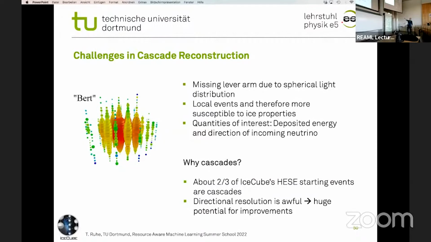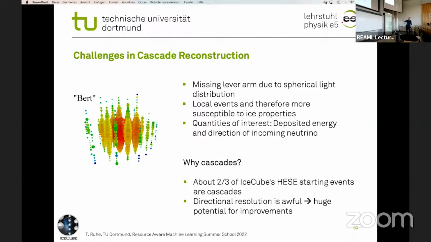Well, we have a missing lever arm due to the spherical light distribution, compared to tracks, where, for example, the ice properties can average out over the path that the muon takes through the detector. Cascades are local and therefore more susceptible to the ice properties. Our quantities of interest are then the deposited energy and the direction of the incoming neutrino. So why cascades? Approximately 2/3 of IceCube's high energy starting events, which is a special kind of event that are very likely of astrophysical origin, are cascades.